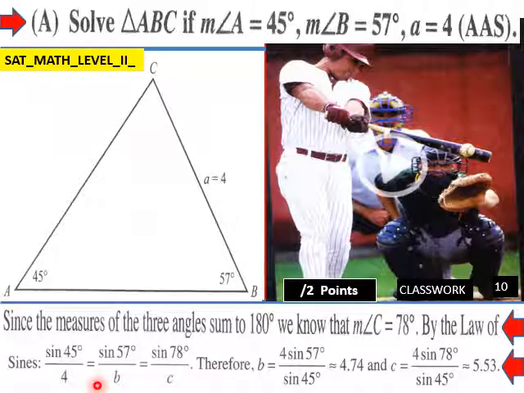By the law of sines, sine 45 over 4, sine 57 over b, and sine 78 over c. Therefore, these all equal each other. You have the same ratio. Therefore, side length b, which would be over here, is 4.74. And c, in this case, this length here, would be 5.53 for that one.